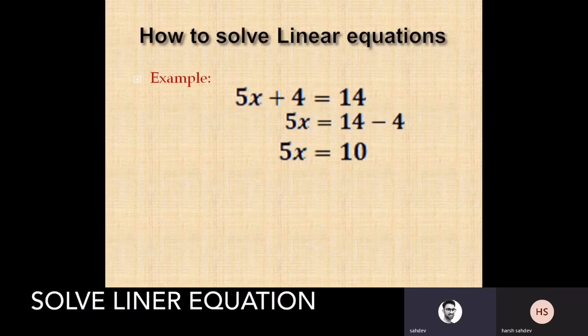Now next step, 5x will be equals to 10. 14 minus 4 is 10. Next, x will be equals to 10 upon 5.